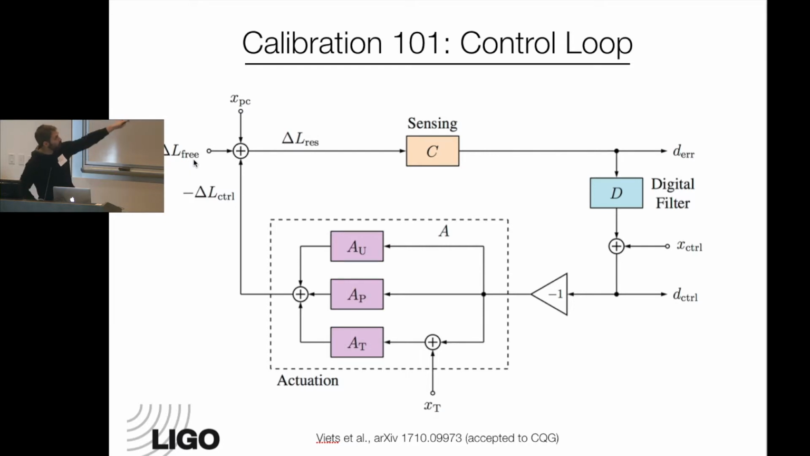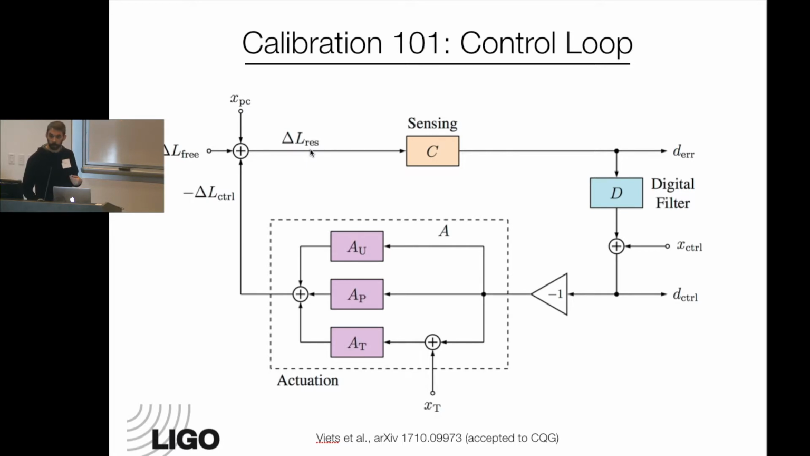And so this delta L free is going to contain things like gravitational wave signals, but it's also going to contain noise, right? It's going to pass through, and then at this plus sign, we're subtracting a controlled length change, which I'll talk about later. It'll be the end result of stepping through this full loop. But so there's a length change that we're controlling for, and then as a result of that process, there's going to be some residual, right?